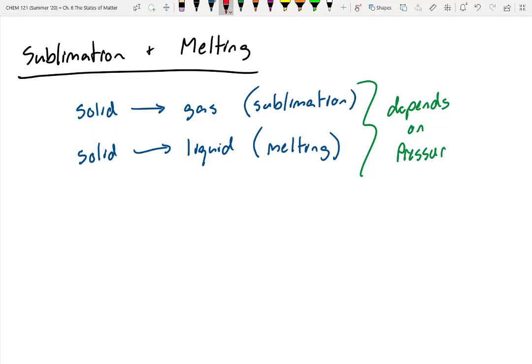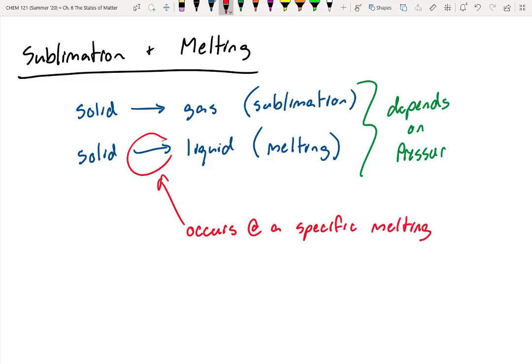Another thing to remember is that this process right here, a solid going to a liquid, occurs at a melting point. And this melting point, we're going to talk about it more later, but it's important to think about this occurring at one set value. It doesn't occur over a long range of temperatures. It just occurs at one specific temperature.